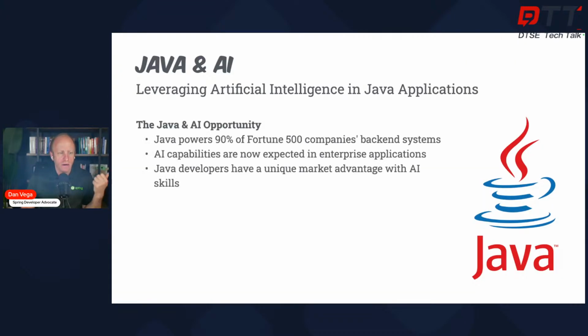So why Java? Well, when it comes to Java, there's a huge AI opportunity here. Java powers 90% of the Fortune 500 companies' backend systems. I think it's like 95% of the Fortune 100. So Java is in the enterprise, and enterprises are looking to take advantage of AI wherever they can, right? And it's not just a nice to have now. These AI capabilities are expected in enterprise applications. If you work for an enterprise, I'm sure they probably started asking you, hey, what are the different things we can leverage AI for in some of the products that we have? And so Java developers have a unique market advantage with AI skills.